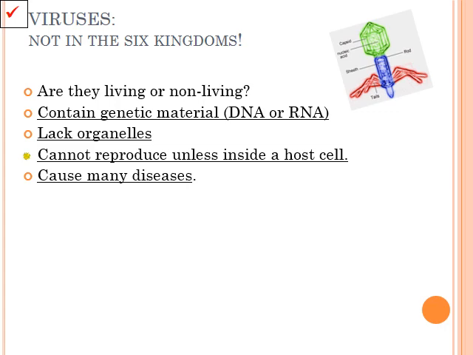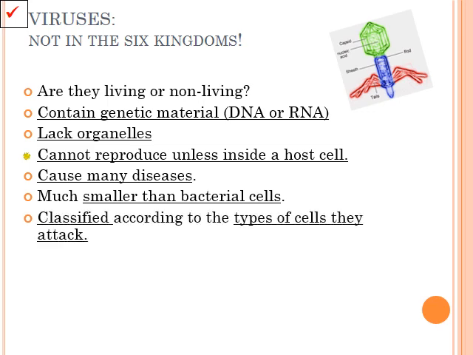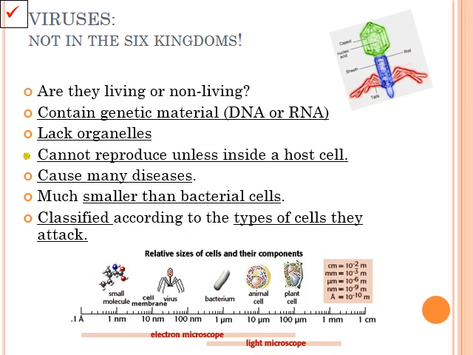Now, this can cause a wide variety of different diseases depending on the virus and what bacteria or what cell they infect. Viruses are much smaller than bacterial cells, and these are classified according to the types of cells they attack. So different viruses have different names depending on what type of cell they go after. Some go after bacterial cells, some go after reproductive cells, some immune cells.